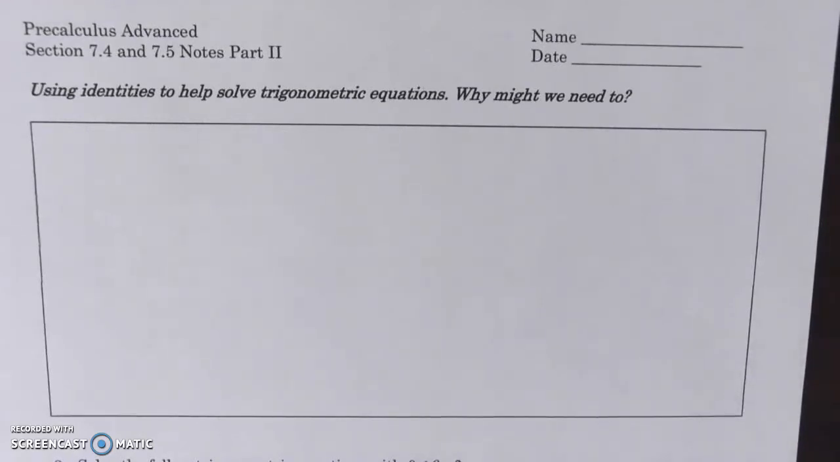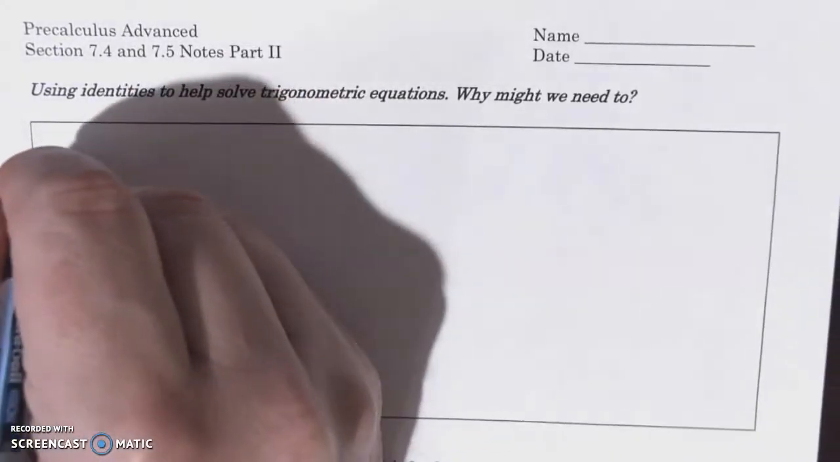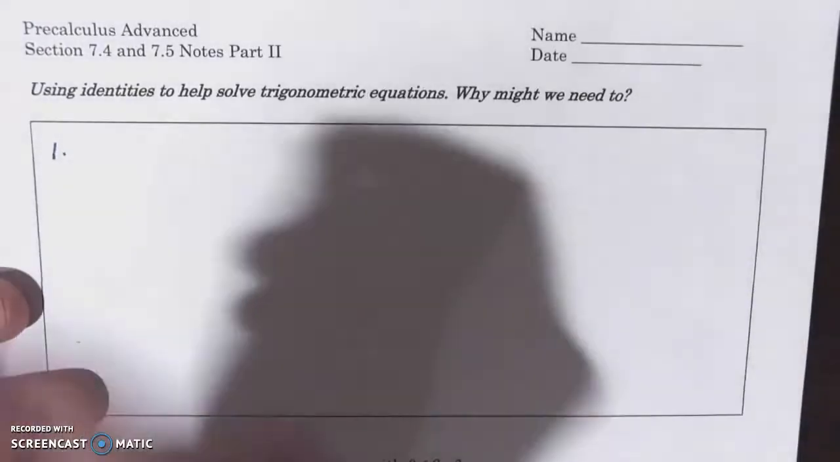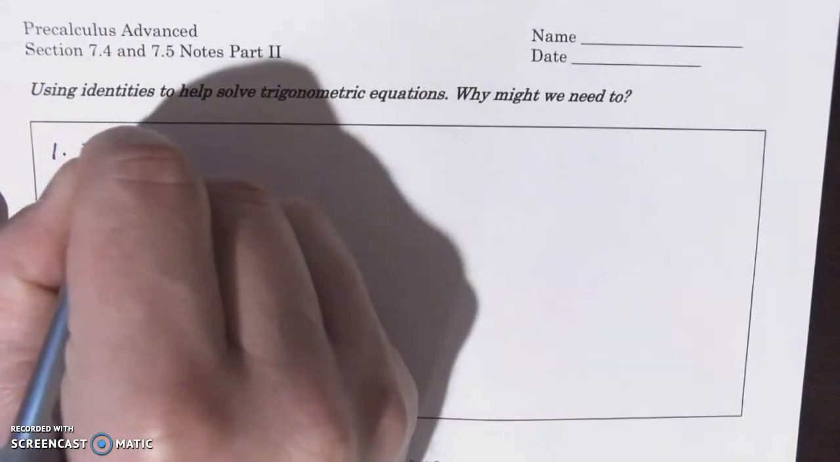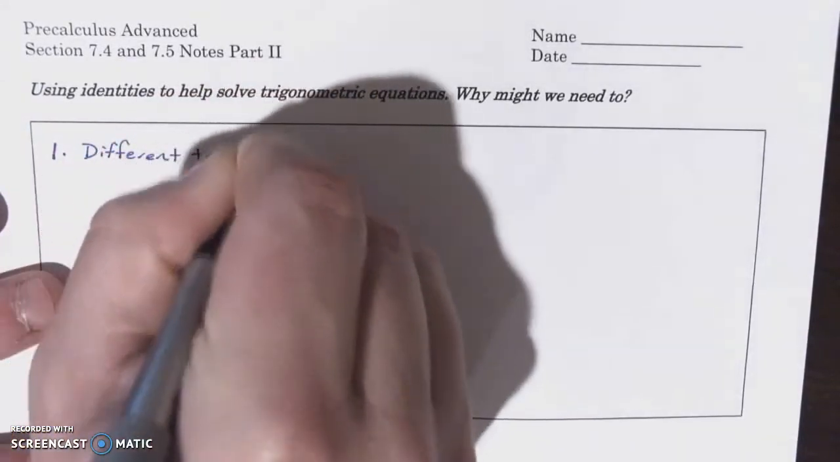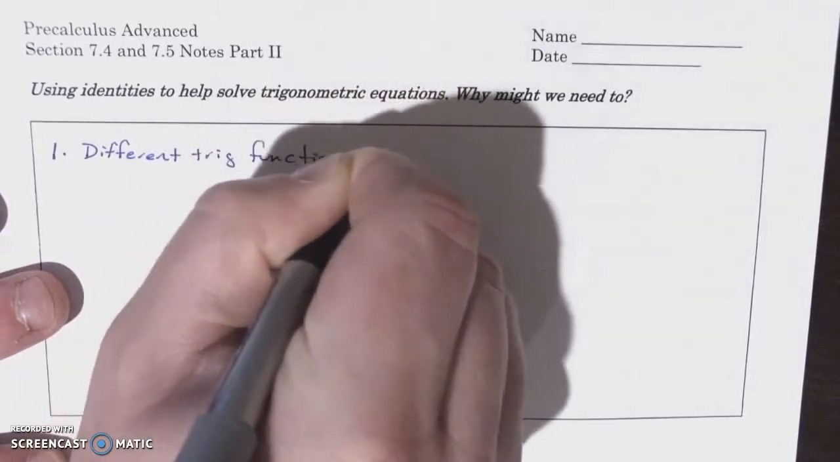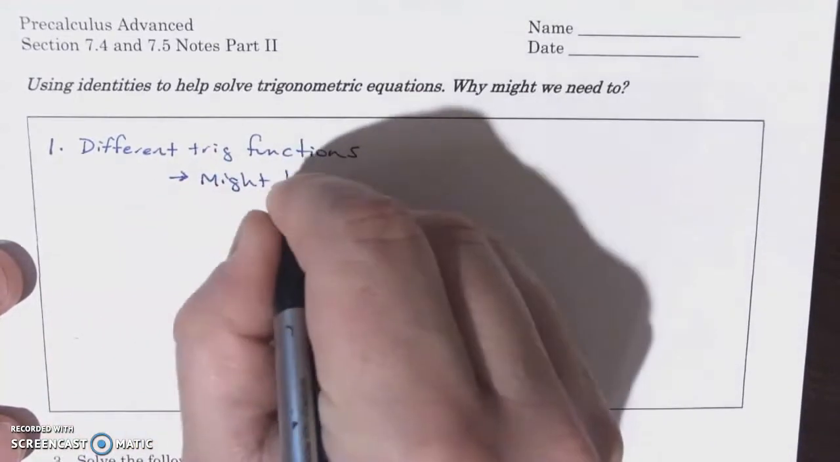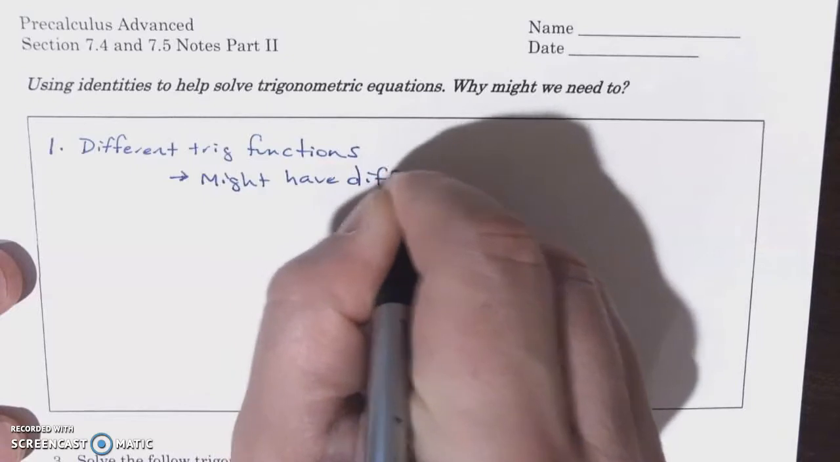We also gave you a couple of examples that were pretty basic, and then a couple of examples where factoring came into play. In part two, we're going to talk about problems where using one of the identities we've learned would be beneficial to help us solve a trig equation, and also why we might need to. So first things first, there are some problems that might arise when we look at a trig equation. One of the problems could be that we have different trig functions. And on top of that, those trig functions might have different degrees.